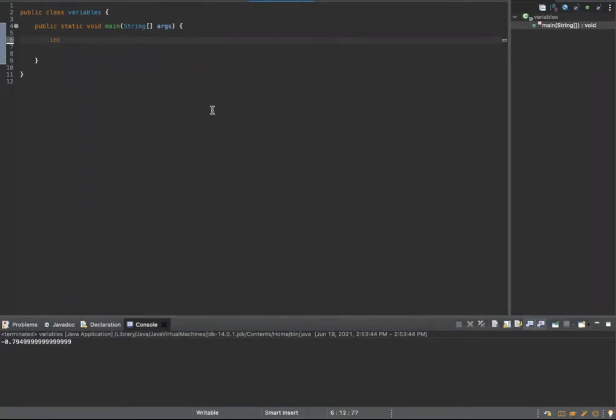We first say int, and let's call our integer x. We're going to let x equal 5. So let's first talk about what an integer is. An integer is anything that's a whole number, but that can also be negative. This is basically the same thing as in math, where it can be -5, -100, 7, but it can't be 1.5 or 2.9 or some fraction or decimal.